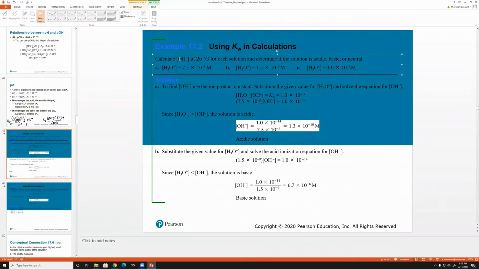So calculate OH concentration of each of the following and determine if it's acidic, basic, or neutral. So if you're given the H3O plus concentration and you're being asked to calculate OH concentration, what you could do is use our definition that in every aqueous solution, H3O plus times OH minus is 10 to the negative 14. You can plug in 7 times 10 to the negative fifth into here and solve for OH minus, and you get 1.3 times 10 to the negative 10.